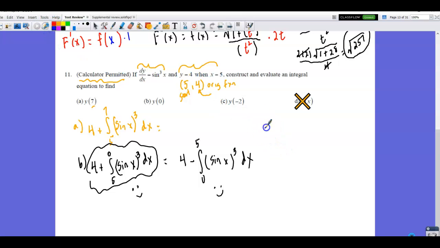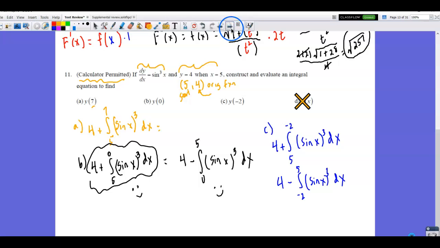Letter C, the area accumulation again, there were 4 units of area accumulated. We're going to start the new accumulation at 5. We're going to go backwards to -2. Same function, sine of x quantity cubed dx, and whether or not you want to change the bounds, it's the same thing as 4 minus the integral from -2 to 5 of sine of x cubed, and you're going to get your answers off of your calculator and confirm it with your posted answers or your answers in your packet.